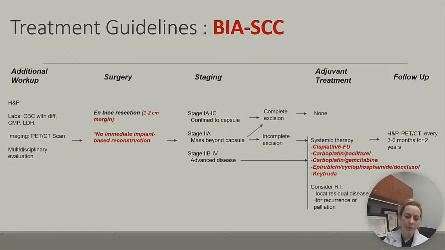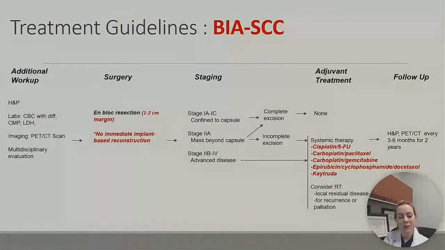Now, the squamous cell carcinoma, the treatment regimen is a little different. Because these are very aggressive and because they tend to involve invasion of the chest wall, typically this requires involving thoracic surgery and making sure that tumor margins are much wider. So you want at least 1 to 2 centimeters of tumor margin. Likewise, we also do not recommend immediate implant-based reconstruction in this patient population.